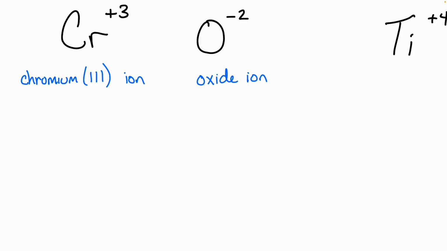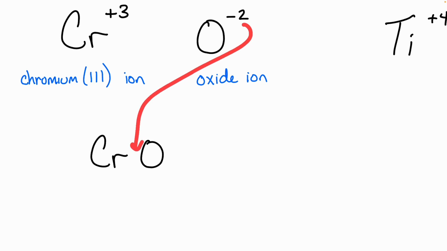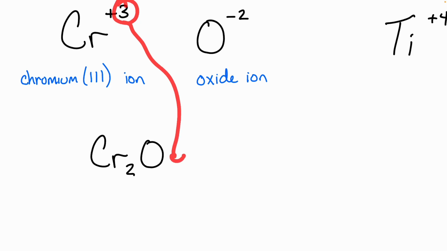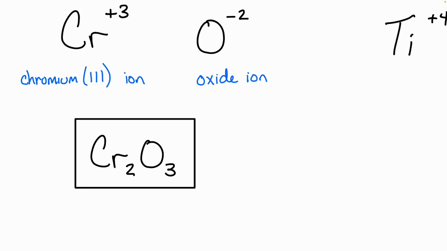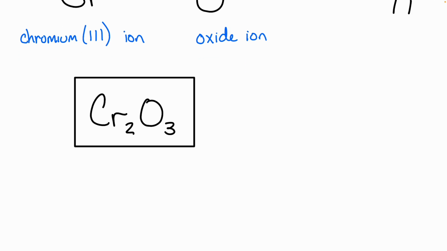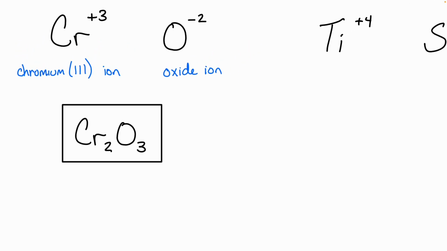All right, so putting these together here, we're going to list our cation, then our anion. We're going to do our swap and drop method. So this 2 comes down here. I have 2 chromiums, and then my 3 comes down here. I have 3 oxygens, right? So here's my chemical formula, and this is the chemical formula of what compound? What would we name this here? Chromium 3 oxide. Remember to put those Roman numerals in the name here. So chromium 3 oxide.